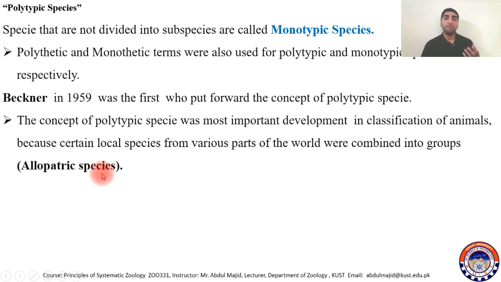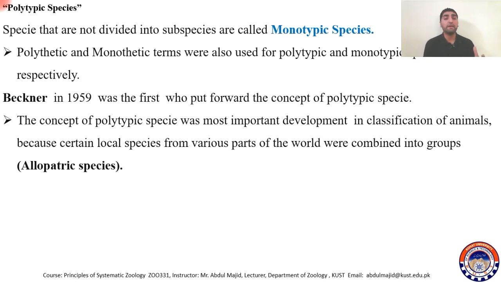So what are allopatric species? Those species which are geographically isolated. It's very simple. The definition of the subspecies is those populations which are geographically isolated. And what is allopatric species? We have a detailed discussion on allopatric species in the species terminologies chapter. So allopatric means all those species which are totally geographically isolated.